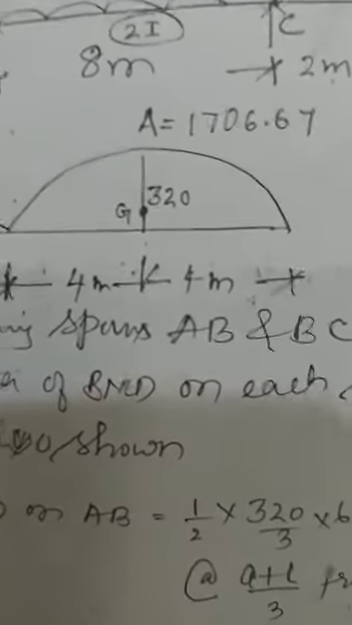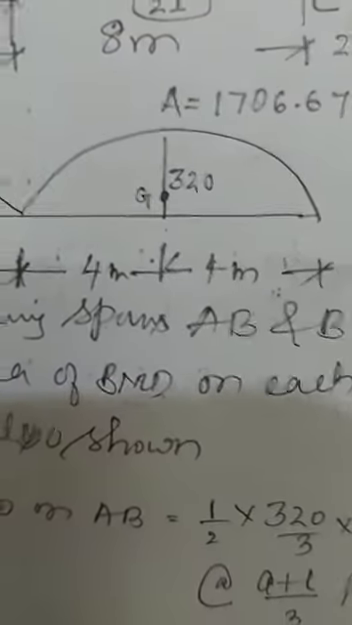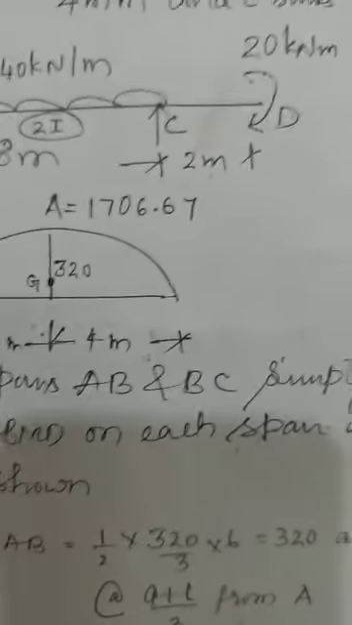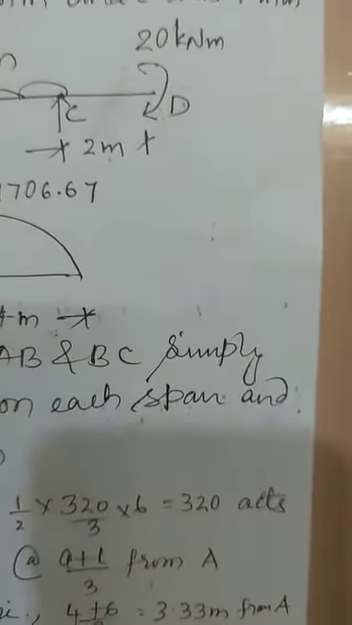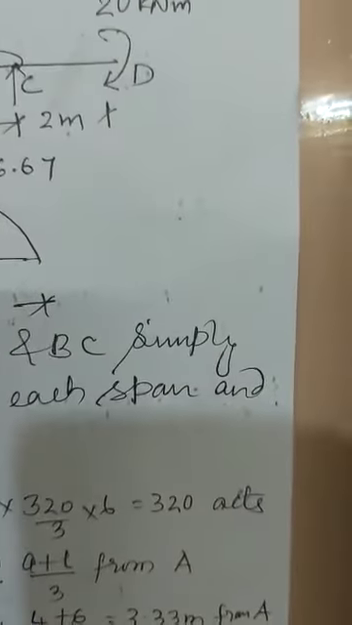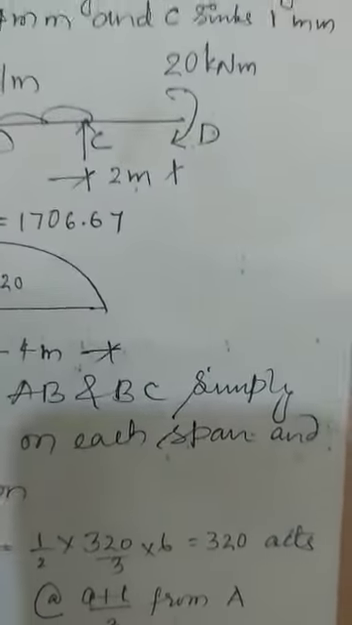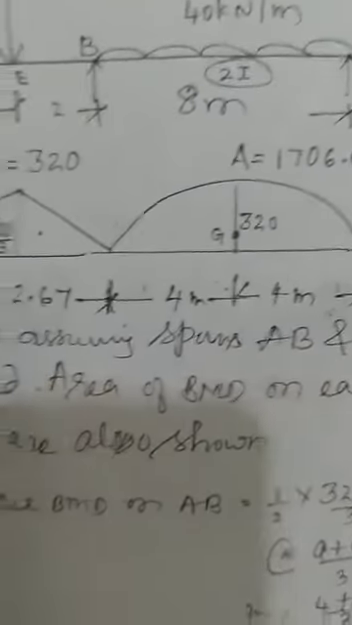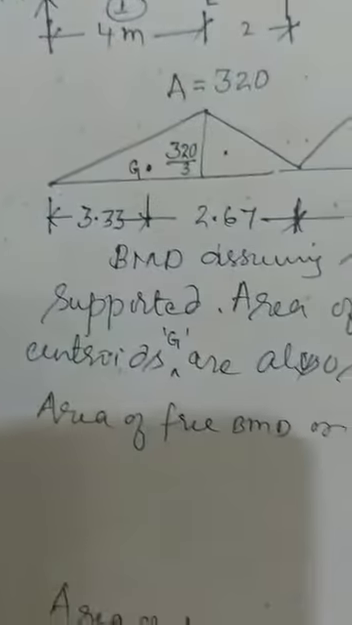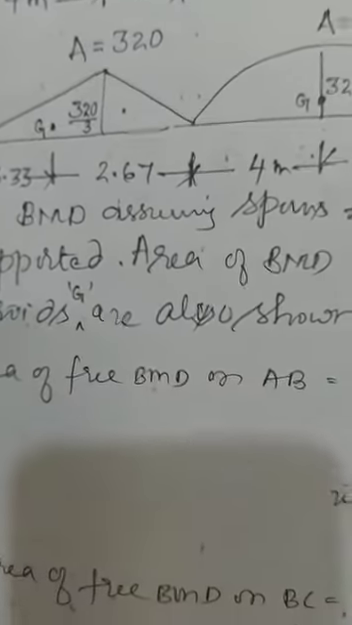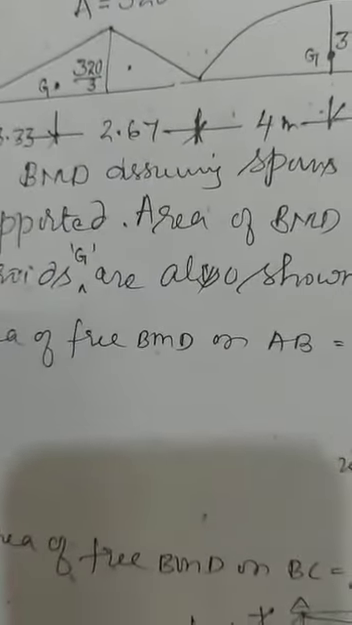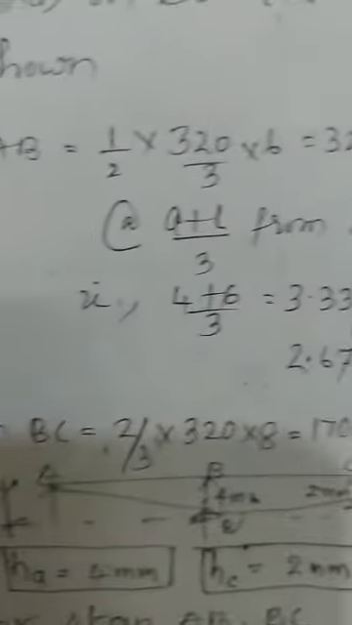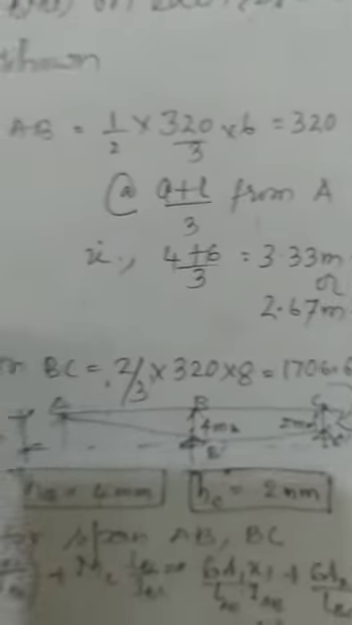And the next one is symmetrical. So the centroidal distance will be the same from either B or C, 4 meters. I have replaced that overhang portion. The overhang portion is considered by substituting for moment at C as 20. So the properties of the free bending moment diagrams that I have explained, I have given here. You can see.